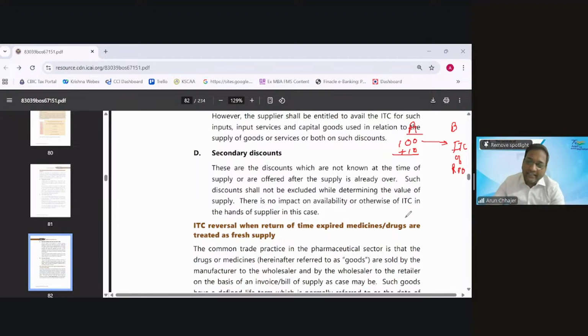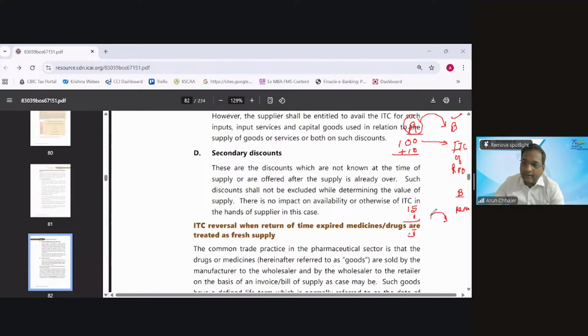Now let's say, because he has achieved the target of 1 crore, A is giving the post supply discount of rupees 15 and he's charging the GST of, let's say, rupees 1, rounding off. He's issuing the GST credit note. He is required to do the reversal of ITC of rupees 1. Whether B is required to reverse the ITC of rupees 1, answer is yes.